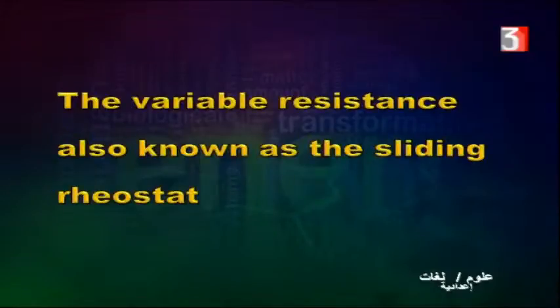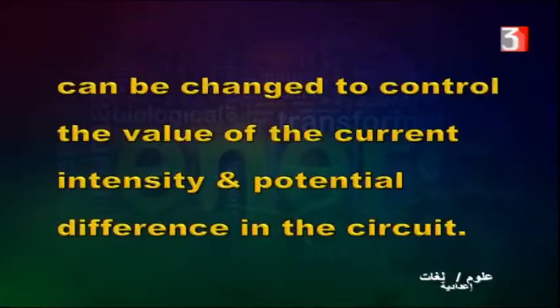Variable resistance is known as a sliding rheostat. We have a device called a sliding rheostat that we use to change resistance in the electric circuit, so it can be changed to control the value of current intensity and potential difference in the circuit. By changing electric resistance, we can control electric current intensity and potential difference in the circuit.